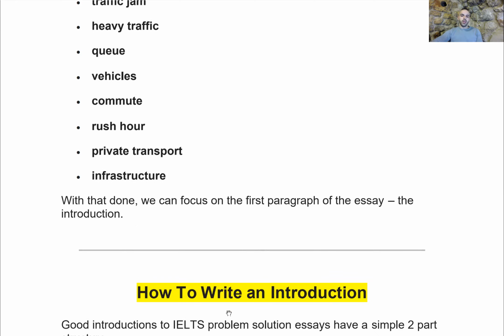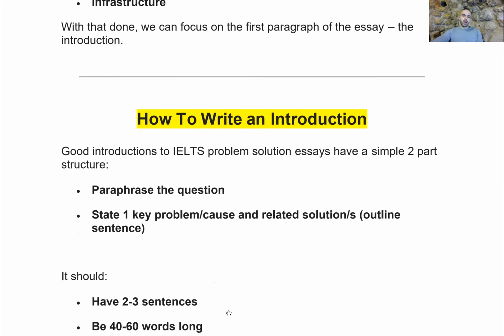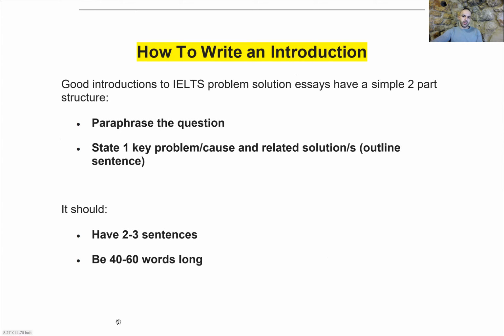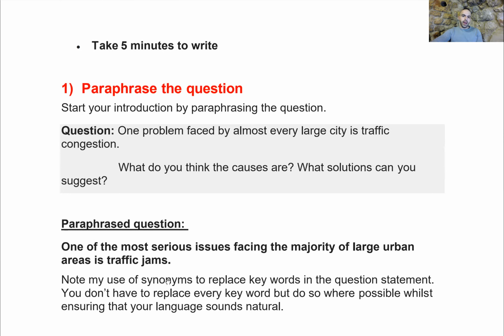So, how to write an introduction? Good introductions to IELTS problem solution essays have a simple two-part structure. Paraphrase the question and then state one key problem or cause and related solution. And that's what we call the outline sentence. It should have 2 to 3 sentences, be 40 to 60 words long, and then take 5 minutes to write.